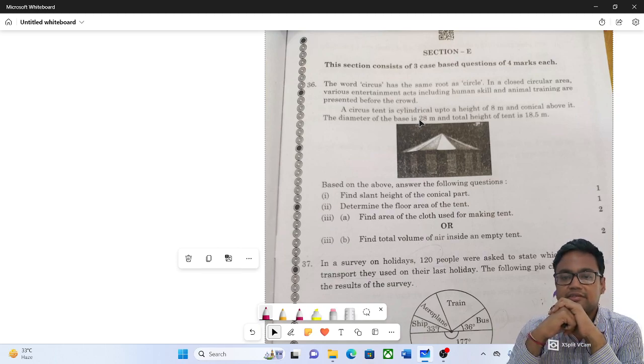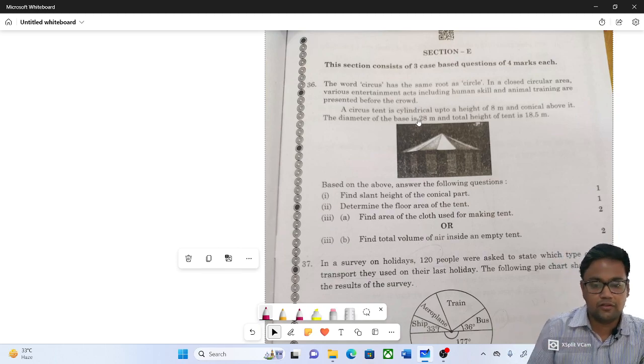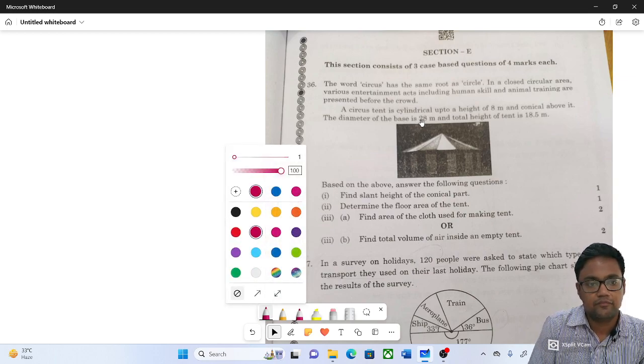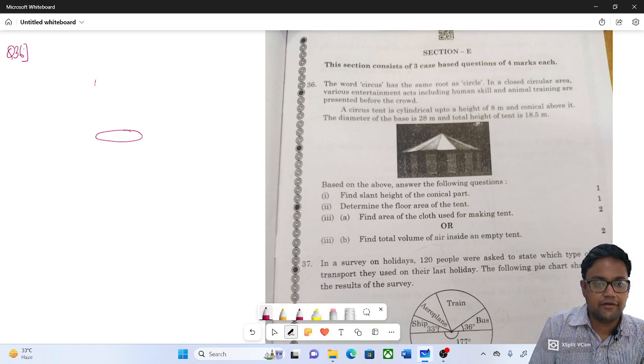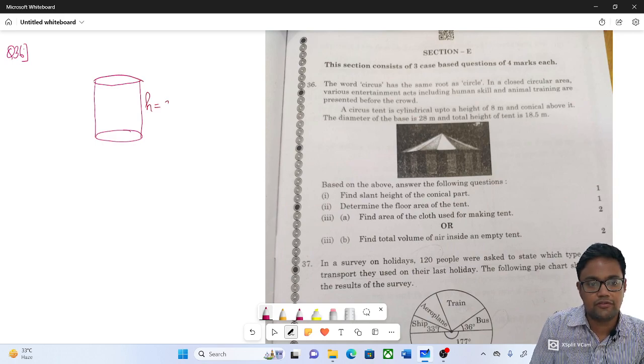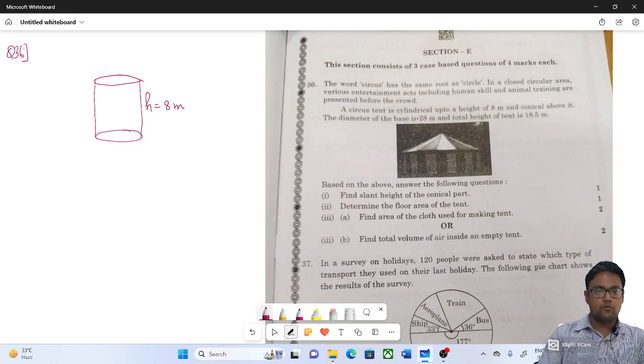A circus tent is cylindrical up to a height of 8 meters. So now the data has to be collected here. Question number 36. See, it is cylindrical up to a height. There is a height given to you which is 8 meters, and conical above it. So on the top of the cylinder you have a cone, right? Let us see what is the radius of the cylinder and the cone combined.